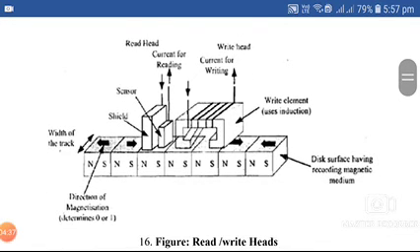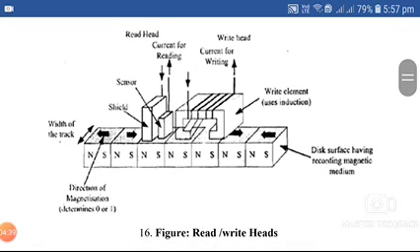So this is the diagrammatic representation of the read-write head. There we can find the read-write head, the coil which is mounted on the read-write head, and below that we are creating a magnetic field using the bar magnet which is available there, and we have a sensor, using which we can read or write the data.